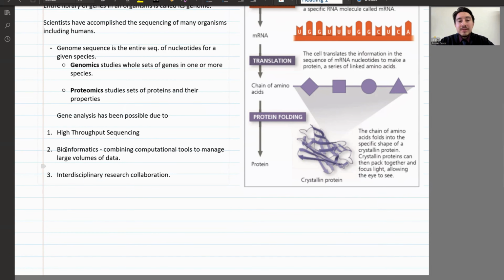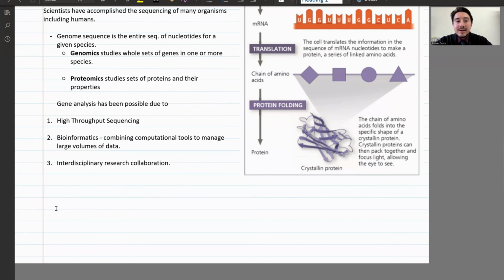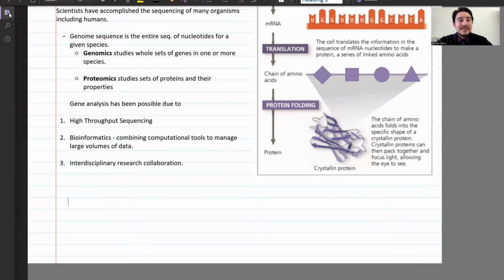Ultimately, you need to figure out the meaning of all this sequence, and that requires a lot of collaboration between mathematicians, biologists, and computational biologists, to have some overall understanding of what it is you want to study and analyze.